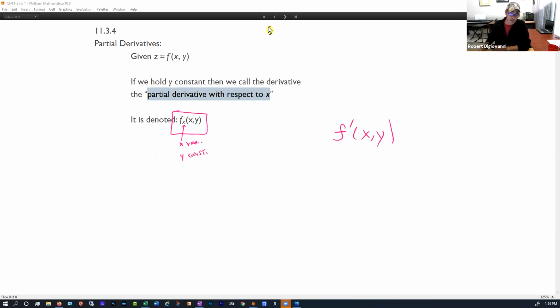Now we have the other case where we would have the same function of x and y. We hold the x constant, and in that case, we call it the partial derivative with respect to y, because this time they switch places.